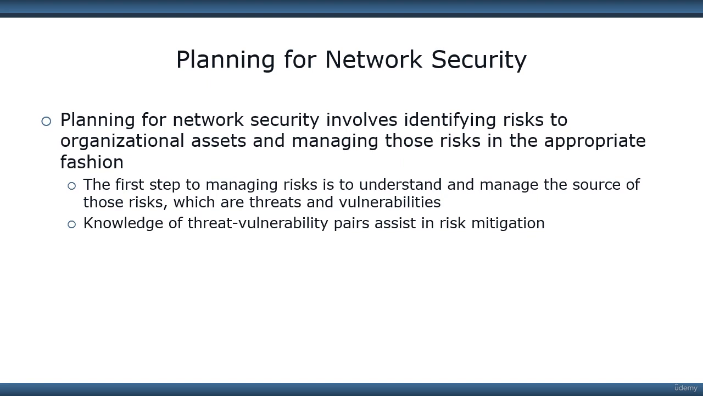Planning for network security involves identifying risks to organizational assets and then managing those risks in the appropriate fashion. The first step to managing risk is to understand and manage the source of those risks. And we've briefly talked about threats and vulnerabilities. The threat is the actual potential attack that could occur. The vulnerability is the scenario that makes that threat more likely to be successful. And so we talk about threat vulnerability pairs, and those assist in risk mitigation because I have to understand the combination of the two, along with the likelihood of something occurring and bringing the system down, in order to effectively decide how we're going to handle that risk.